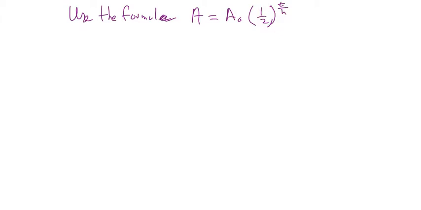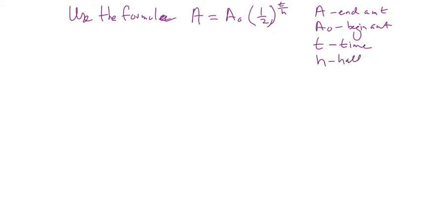Okay, so in this one, A is the amount that we end with, A naught is the amount that we begin with, T is the amount of time, and H is the half-life. Now time and half-life need to be in the same units. So if we're talking radioactive carbon dating, then time and half-life will be in years. In this question, they're in days. What was the very end of the question? Determine the half-life.